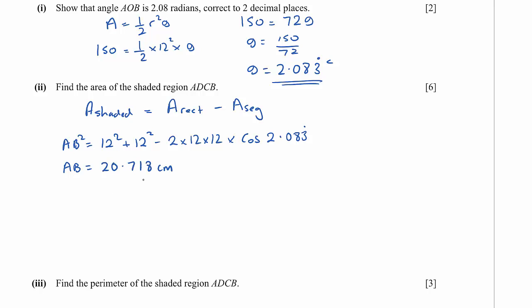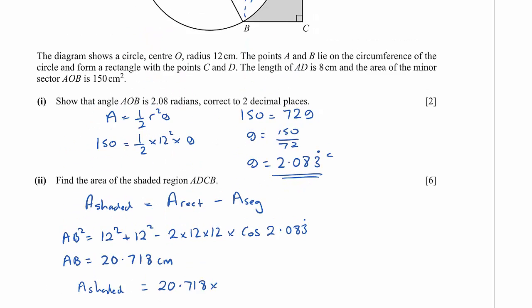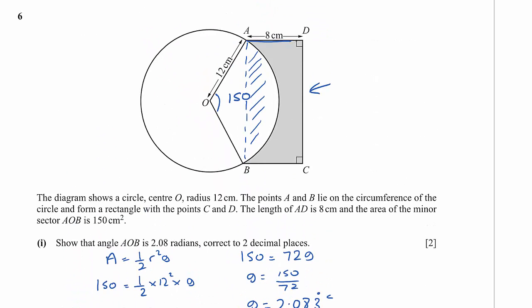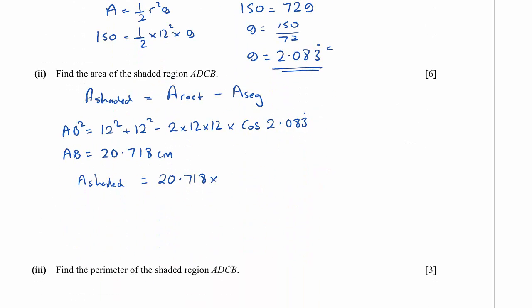And so the area of the rectangle is going to be 20.718 multiplied by 8. And then we want to take away the area of the segment. Well, the area of the segment is going to be the area of the sector, take away the area of a triangle.